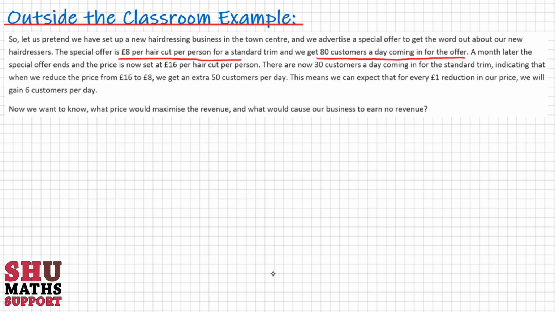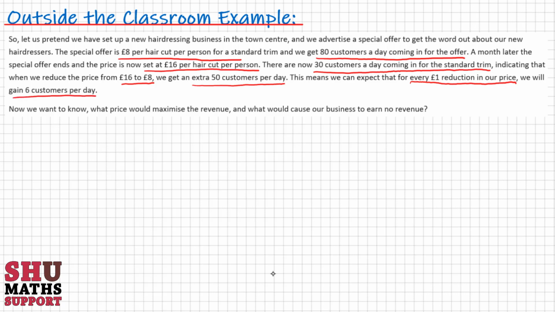A month later the special offer ends and the price is now set to £16 per haircut per person, and there are now 30 customers a day coming in for the standard trim, indicating that when we reduce our price from £16 to £8, we get an extra 50 customers per day. This means we can expect that for every £1 reduction in our price, we will gain 6 customers per day.